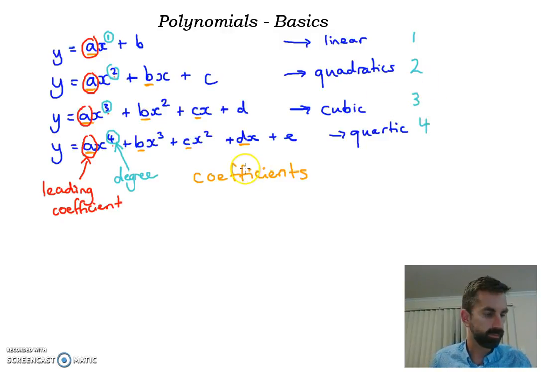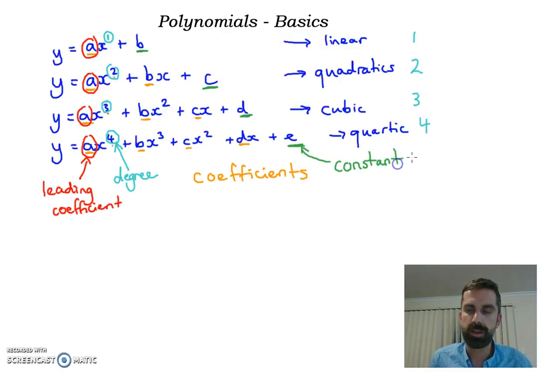The last thing that's often interesting to us as well, and I'll just get one more color for that, is the number that's on the end that isn't associated with any x value. These numbers here are called the constant. So the constant is called the constant because no matter what x is, this term on the end of the equation is always the same. So we call it the constant.